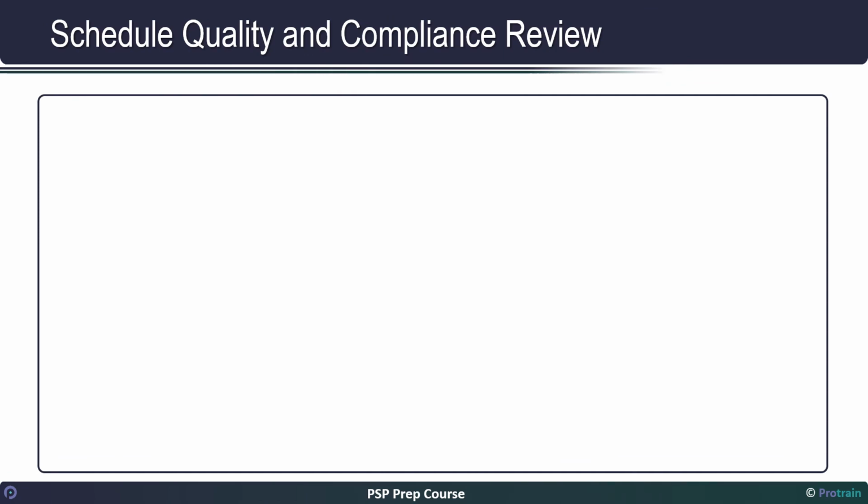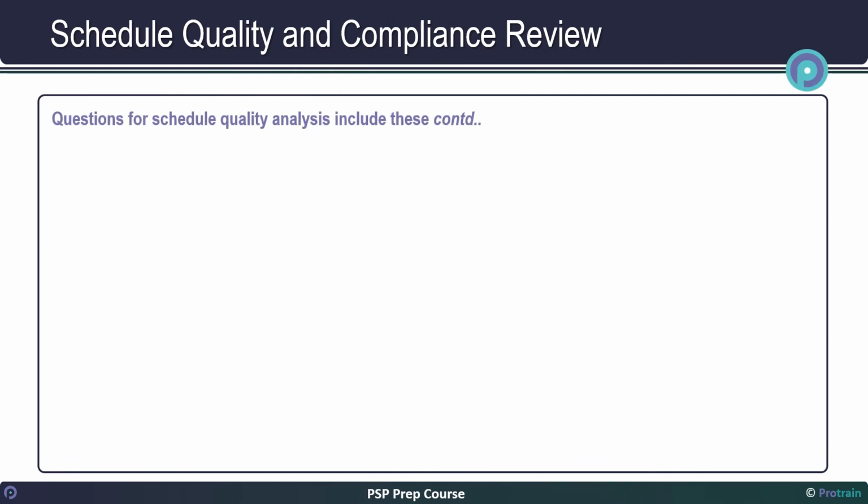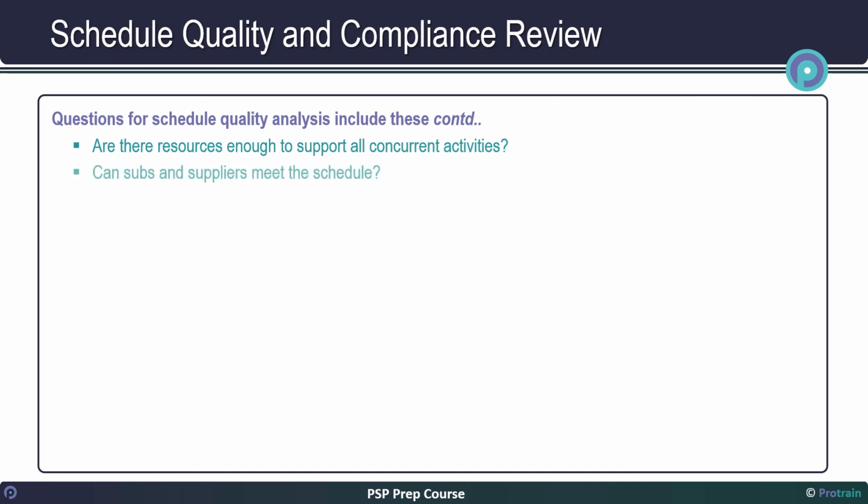Questions for schedule quality analysis include these, continued. Are there resources enough to support all concurrent activities? Can subs and suppliers meet the schedule? Are any activities scheduled out of season?